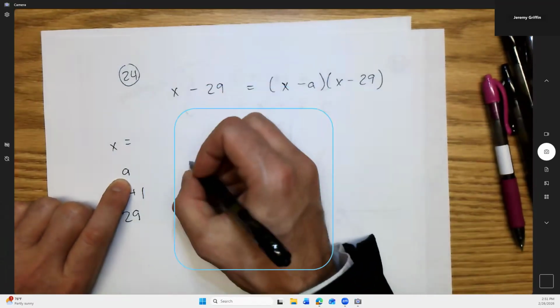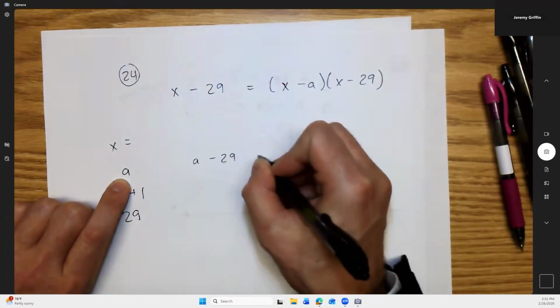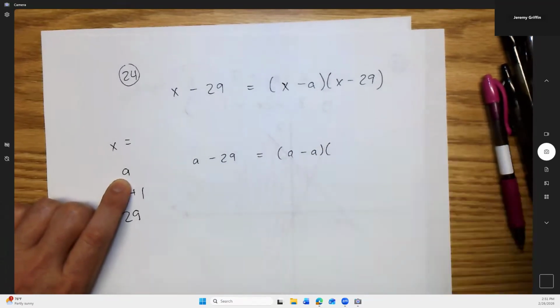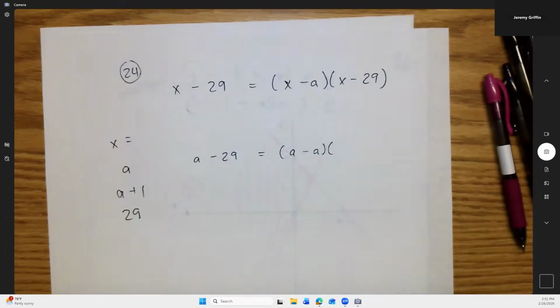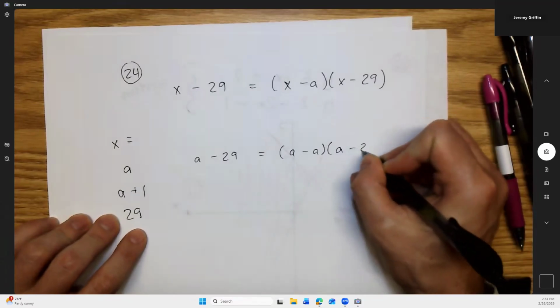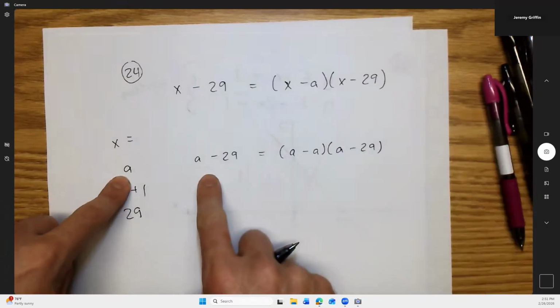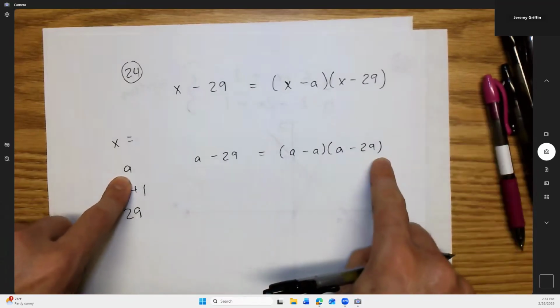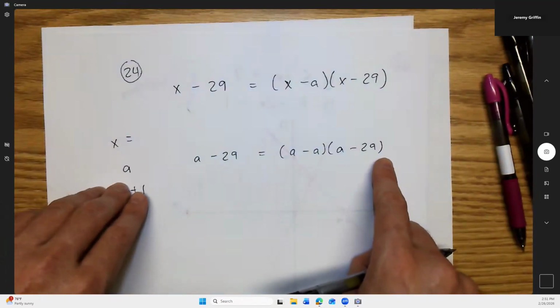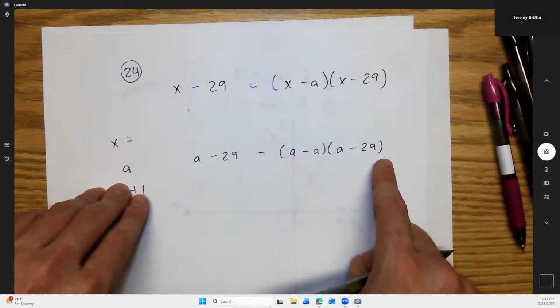So that would be a minus 29 equals (a minus a) times (a minus 29). If I plug in a for x, doesn't it make that statement right there? Now, is that valid? Yes or no? No.